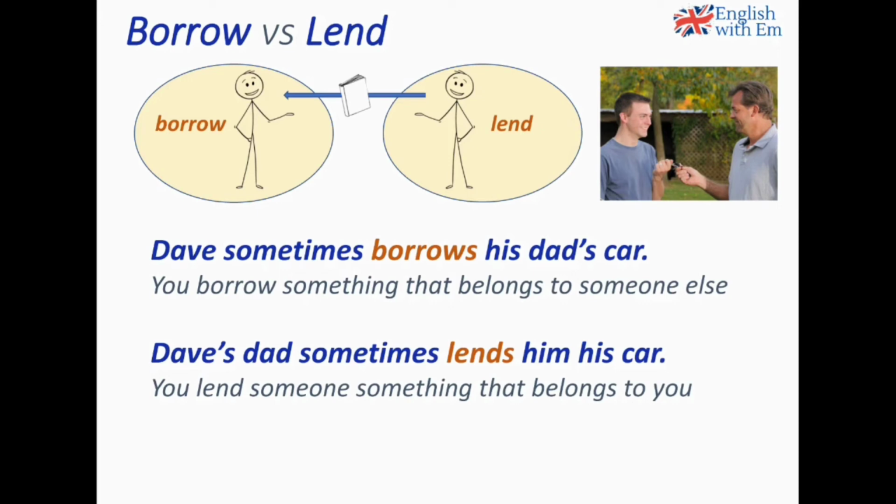There's also a grammatical difference. Notice that you borrow something, but you lend someone something. In this case, him. Dave's dad sometimes lends him his car. So with the verb lend, as well as the object, his car, you also need the indirect object. You need to say who you are lending the object to.